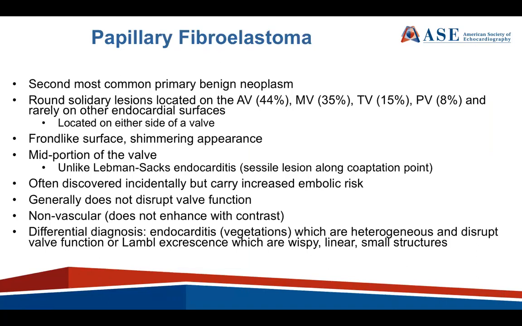This is the second most common primary benign neoplasm in the heart. These are usually round solitary lesions that are located on the aortic valve, commonly the mitral valve. These are much more common than on the other valves, the tricuspid valve and pulmonic valve. And rarely are they on endocardial surfaces as well. They can be located on either side of the valve, and they typically have a frond-like surface and a shimmering appearance. They tend to be in the mid portion of the valve, unlike Libman-Sacks endocarditis, which is along the coaptation points of the valve.